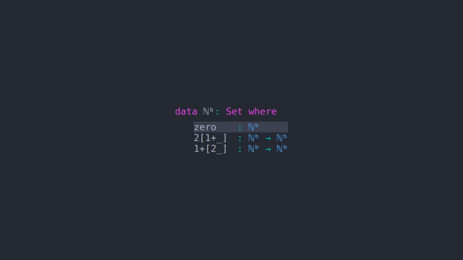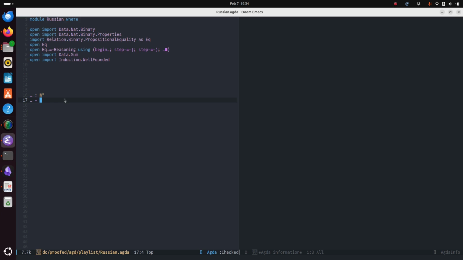The first constructor represents 0. It does not need any arguments. The second constructor takes another binary number as input and is used to represent non-zero even numbers. The third constructor too takes a binary number as input and it is used to represent odd numbers. Let us try an example. Let us try to represent 11 under this type.